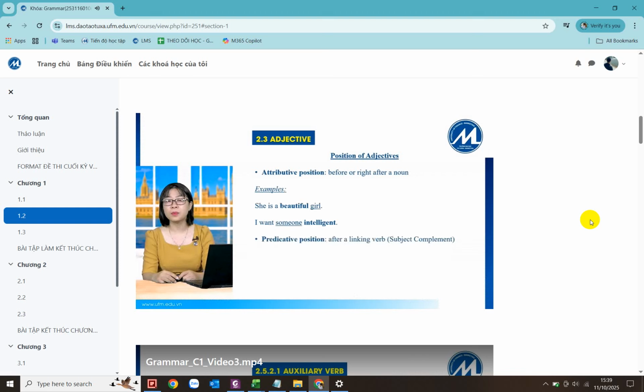In the predicative position, an adjective goes after a linking verb. So at that time, adjectives function as a subject complement. For example, the plan seemed incomplete and unusually expensive.